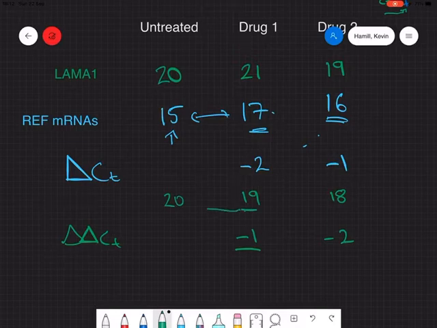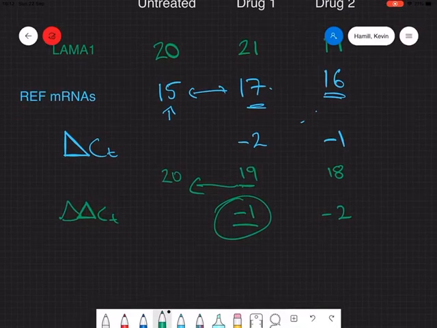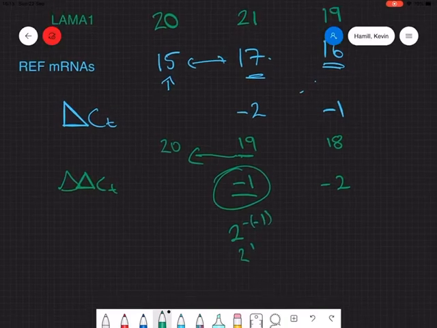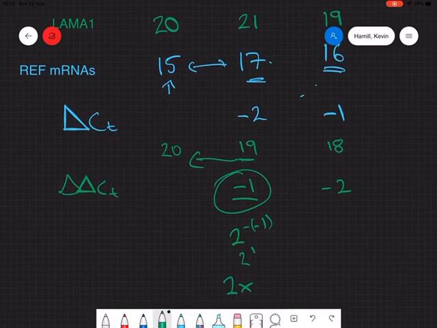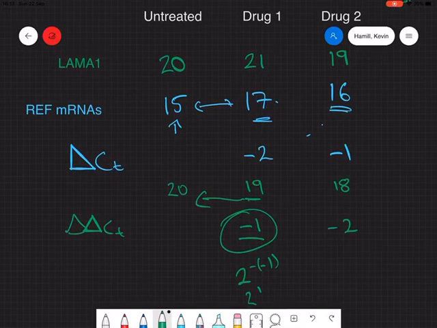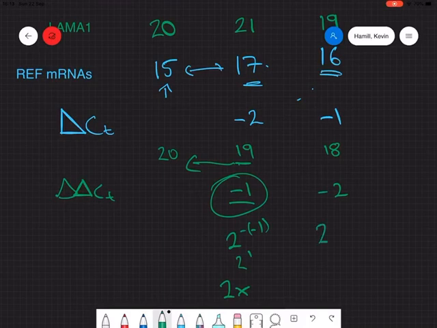Now this number is less than that number, which means that this is more abundant, because it's come up a cycle earlier. So it's 2 to the power of minus 1, or 2 to the power of 1, i.e. there's twice as much of LAMA1 in the sample from drug treatment number 1 than there is in the untreated. And similarly, this is 2 to the power of minus 2, which is 2 to the 2, which is 4. There's 4 times as much in drug treatment number 2.